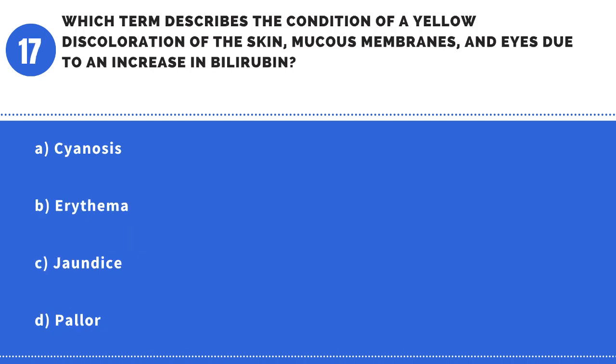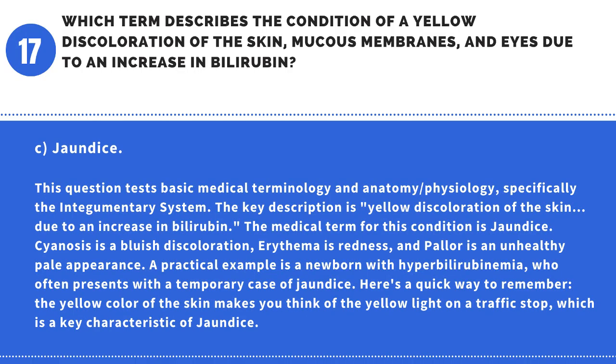Question 17. Which term describes the condition of a yellow discoloration of the skin, mucous membranes, and eyes due to an increase in bilirubin? A. Cyanosis. B. Erythema. C. Jaundice. D. Pallor. Answer. C. Jaundice. This question tests basic medical terminology and anatomy/physiology, specifically the integumentary system.